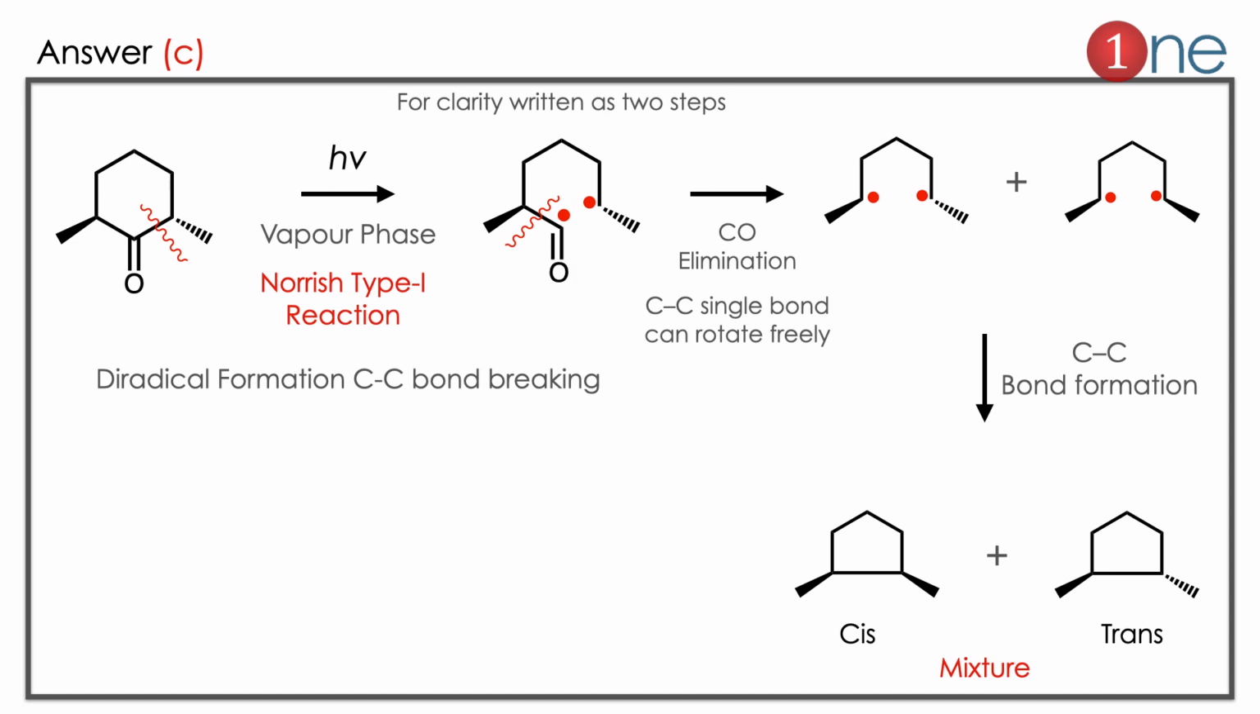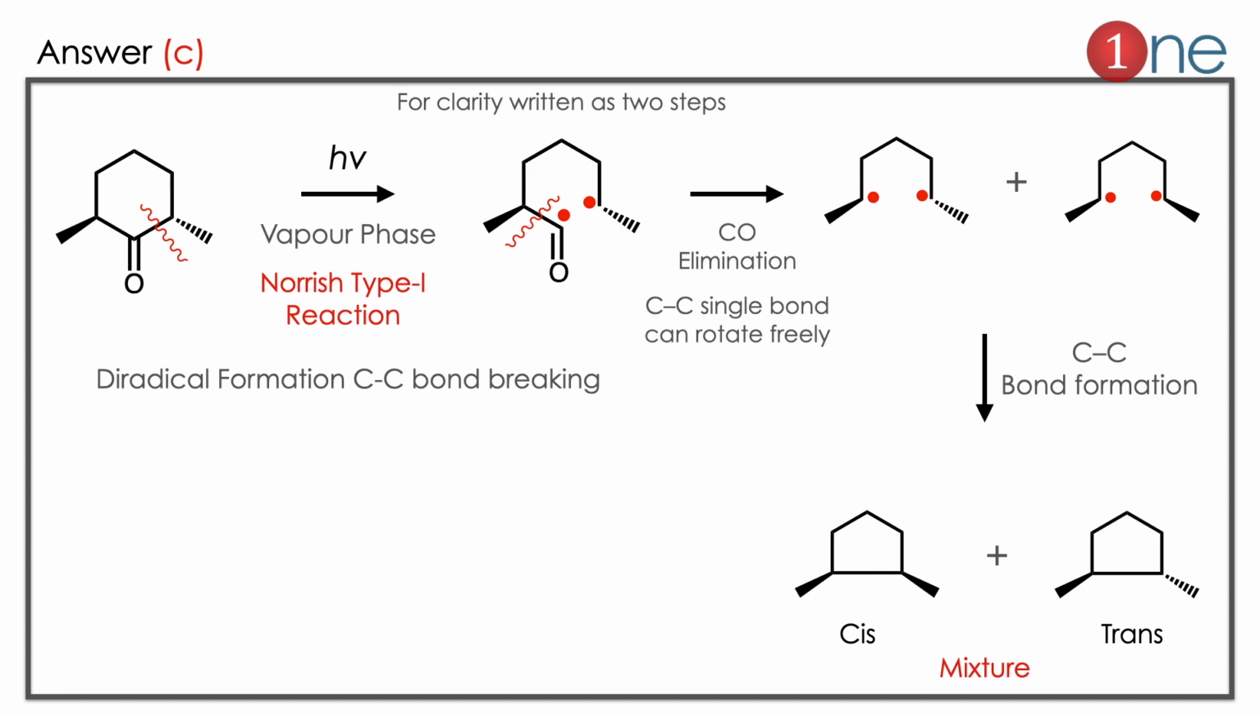The answer is C. Let us see how. The starting material is a carbonyl compound, and you are using light. Since there is no gamma hydrogen, no Norrish type 2, only Norrish type 1. So the diradical formation occurs near the carbonyl and methyl. It can form in both steps.